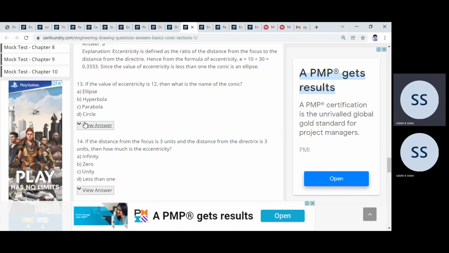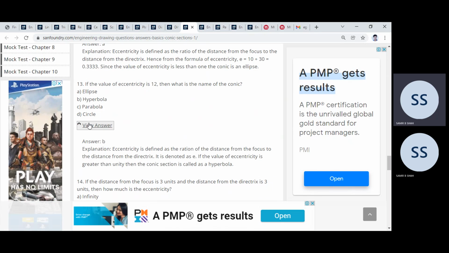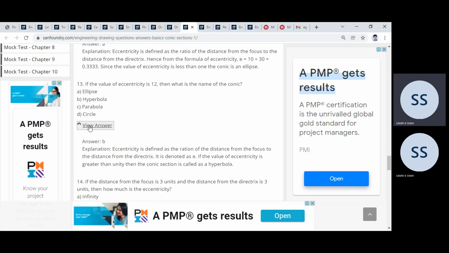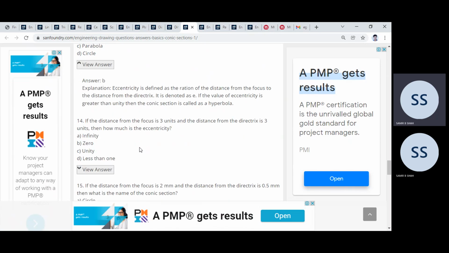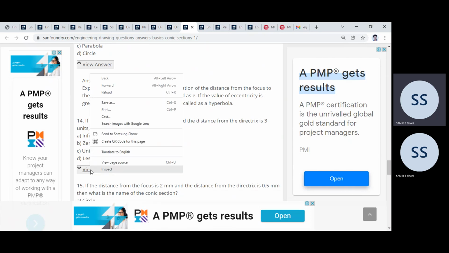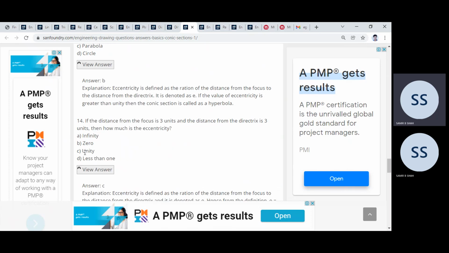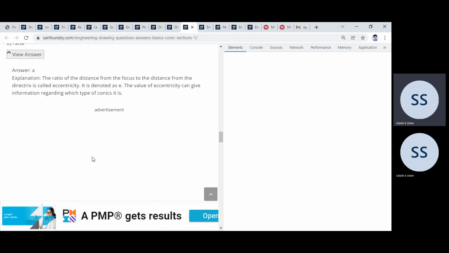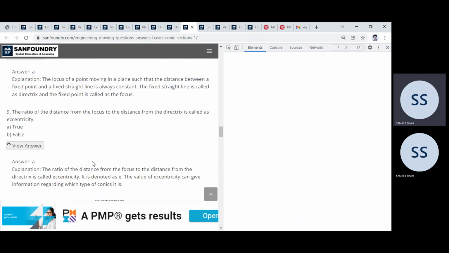If the value of eccentricity is 12, now the question is somewhat reversed, then what is the name of that conic? It is more than 1, so it is called a hyperbola. The distance from the focus is 3 units, and the distance from the directrix is 3 units. Then how much is the eccentricity? Sometimes it may be asked in your exam. So it is unity.